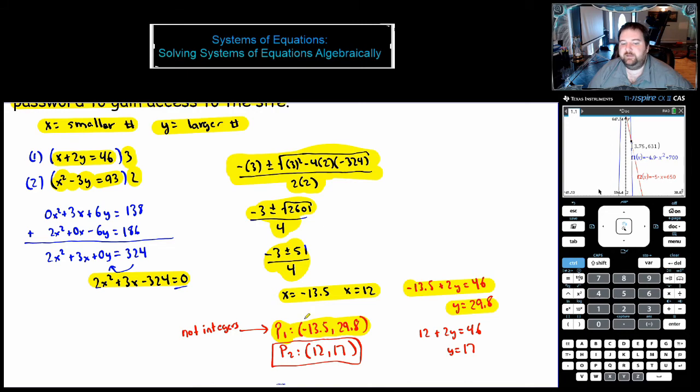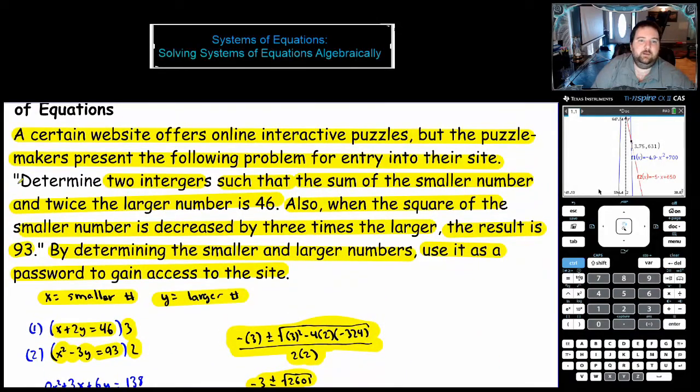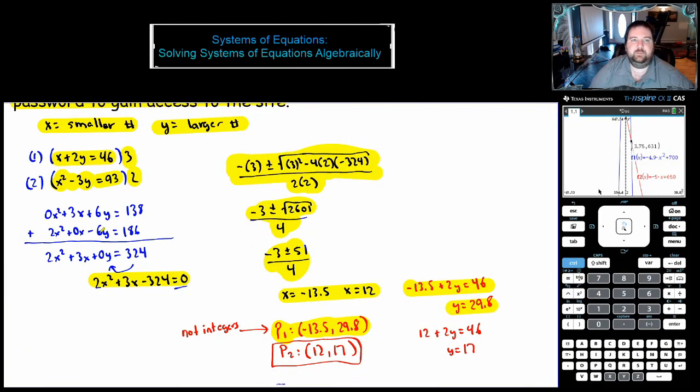And then I realized, what am I doing? Didn't the question tell me that it had to be an integer? It did. Determine 2 integers right here. Determine 2 integers. Well, negative 13.5 is not an integer. It's not a whole number. So I should have, right when I saw this, went, oh, I don't even need to do that anymore because it's not an integer. But I, being the silly goose I am, did it anyways and wasted my time.